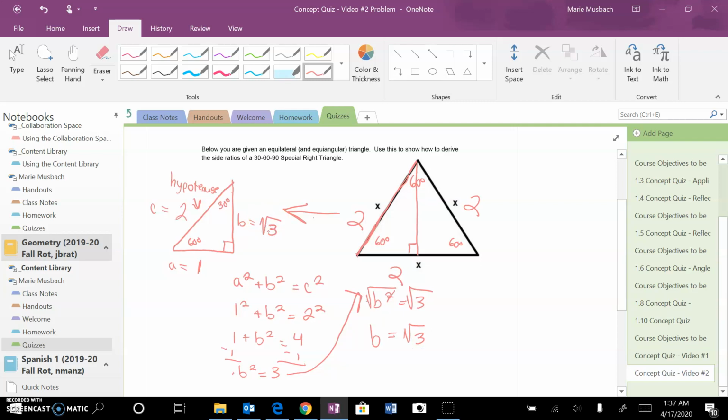And then you have all of the side lengths, and that's how you turn it into half of this. So you get your special triangle.